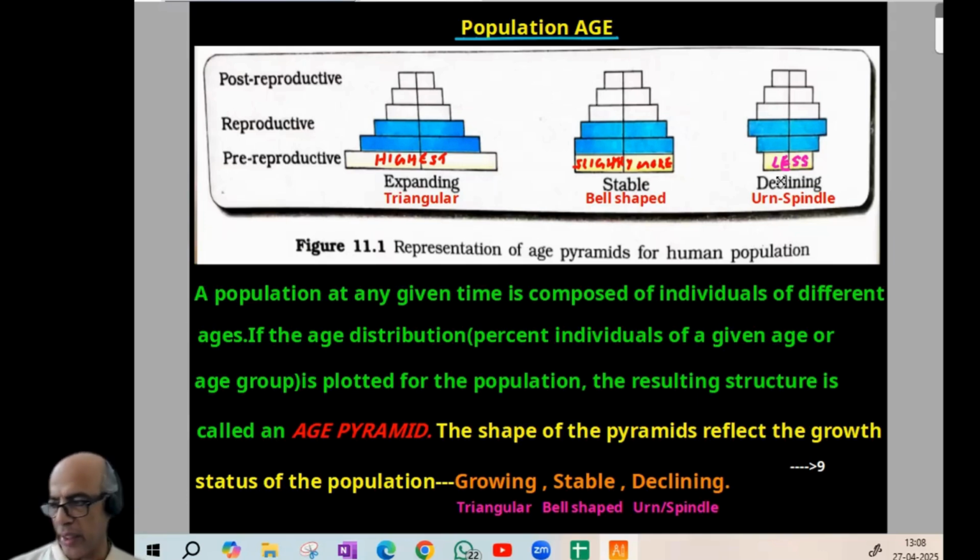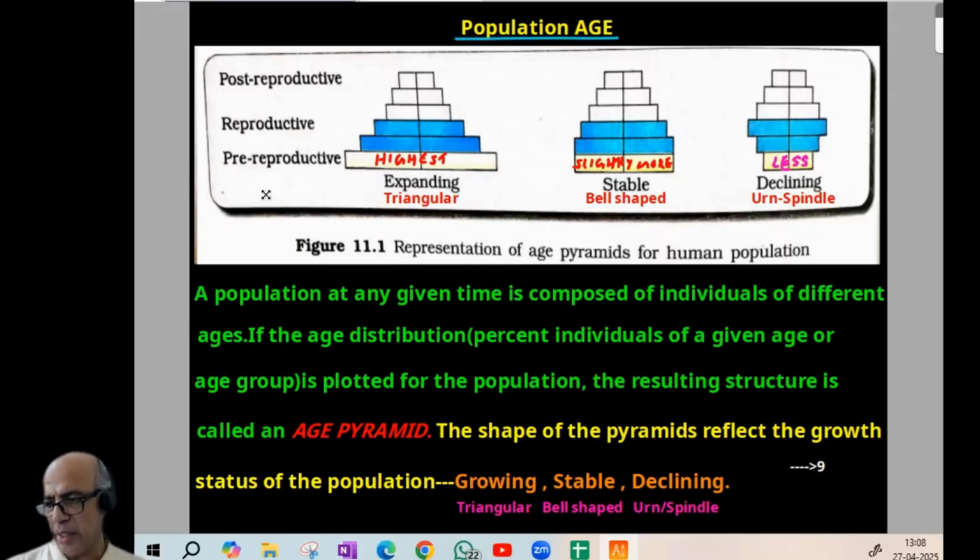Then the last one is declining, or urn shape, or spindle shape. See, it's like a spindle shape. This way, 3 pyramids. Probable diagram-based question. And remember, in each case here, you can find 3 markings: one is pre-reproductive, reproductive, post-reproductive.